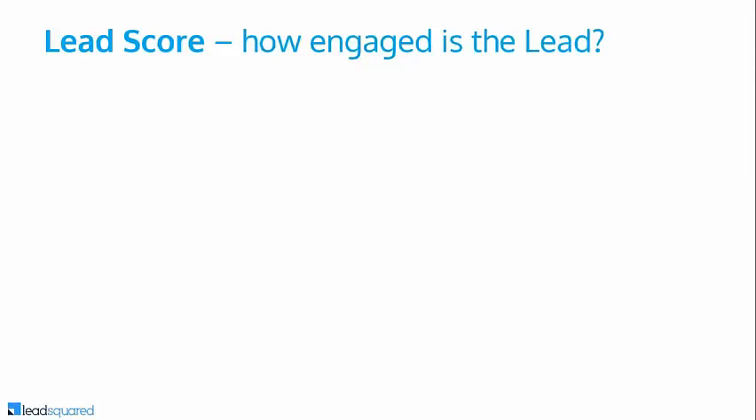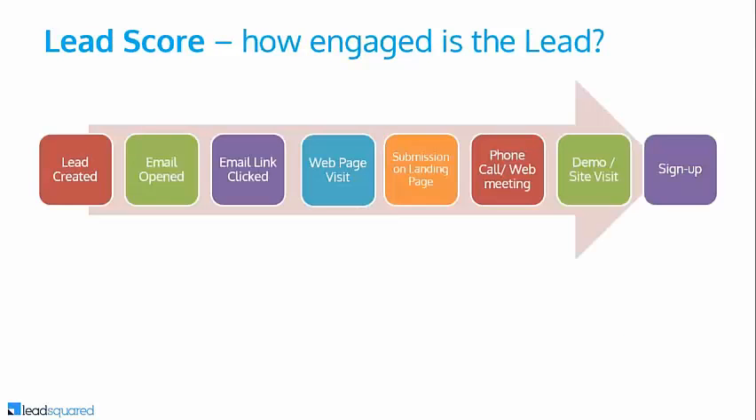So the next important item is the lead score, which is a measure of how engaged the lead is. Typically in the marketing cycle or sales cycle, the way things will happen is that a lead will be created.